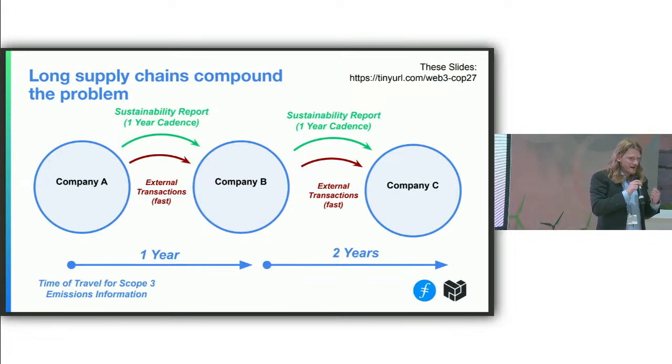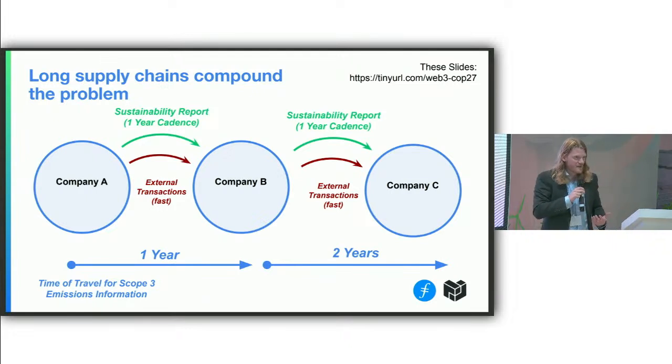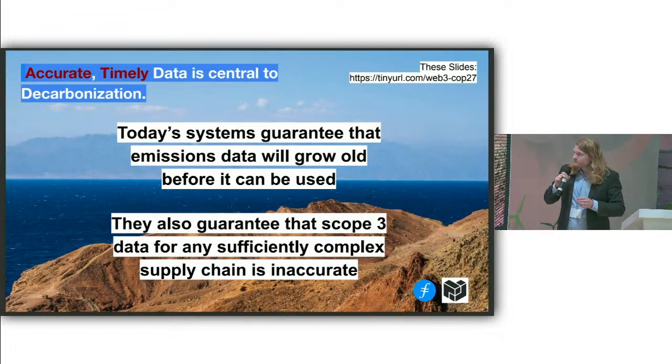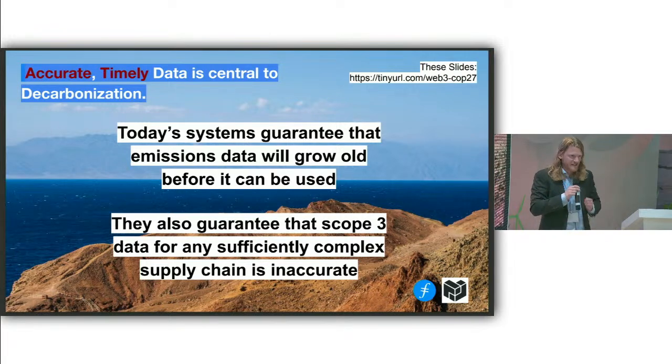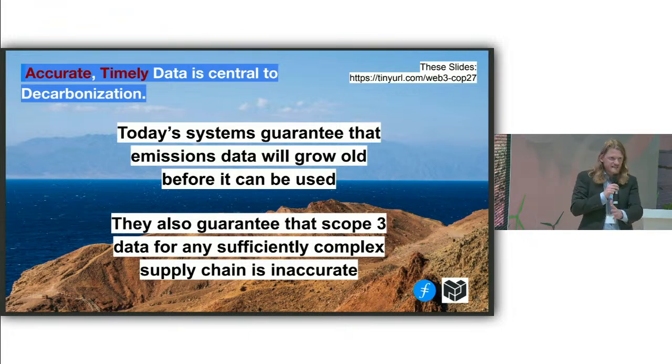And that is what guarantees that data is not only going to be old by the time it is used, but it's also going to be inaccurate because the length of the supply chain is going to determine how old that data is. So you're going to be combining data with different amounts of time lag in this potentially complex way inside of your emissions accounting model, and it's not going to work out well, right? So when I say that it guarantees that data is going to be old and inaccurate before it's used, that's what I mean. And so today's systems guarantee, right, that emissions data will go old before it can be used. They also guarantee that scope 3 data for any sufficiently complex supply chain is going to be inaccurate, right? And so this is the problem as I see it.